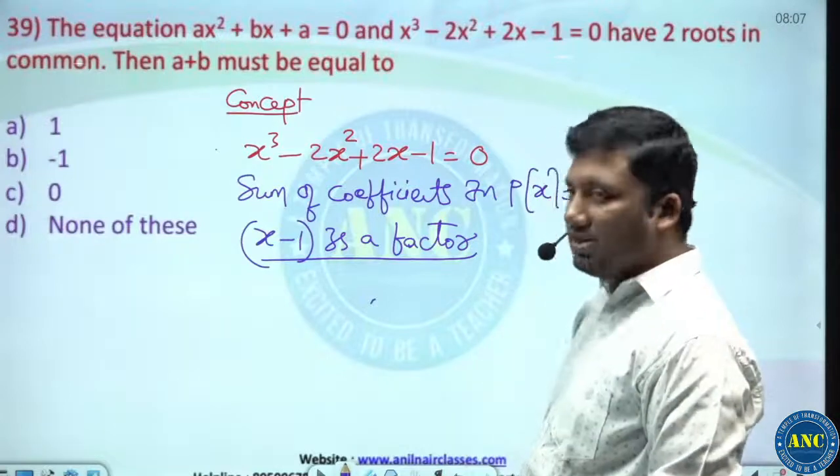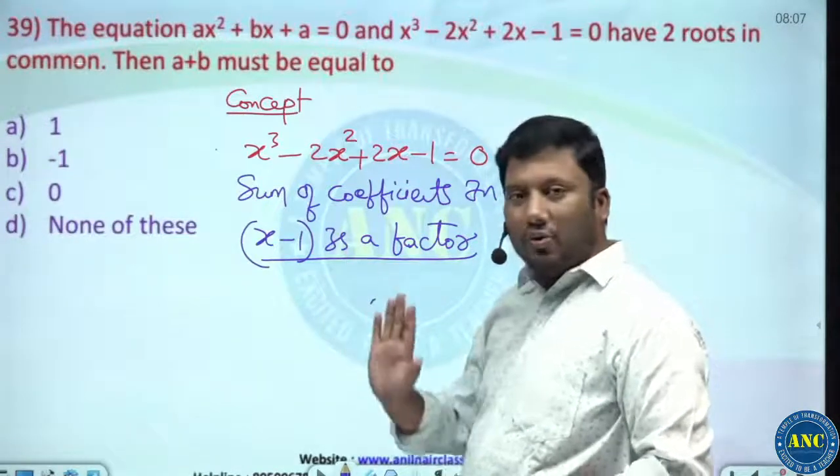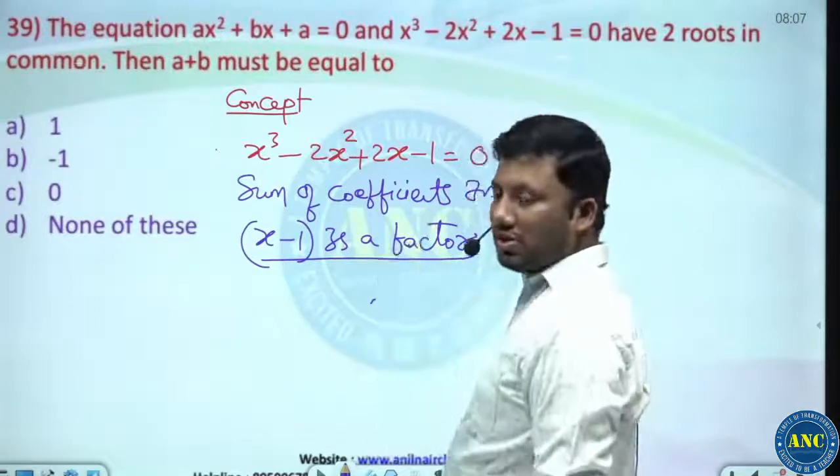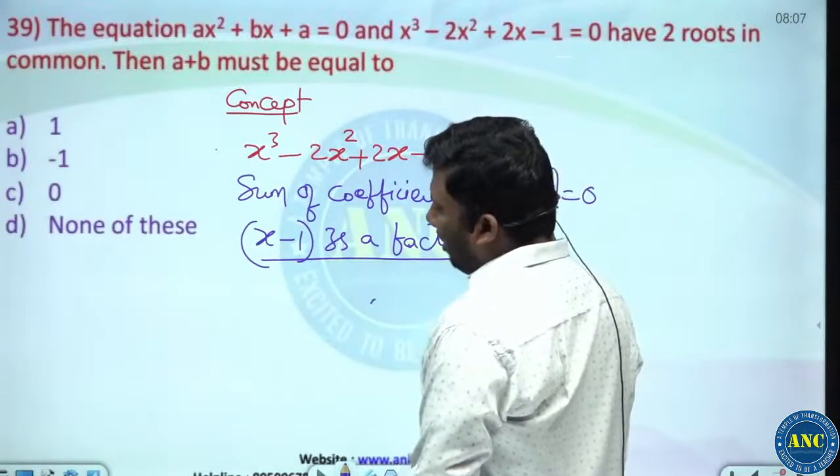X minus 1 is a factor of P of x. I hope the idea is clear. So it is x minus 1 into something.